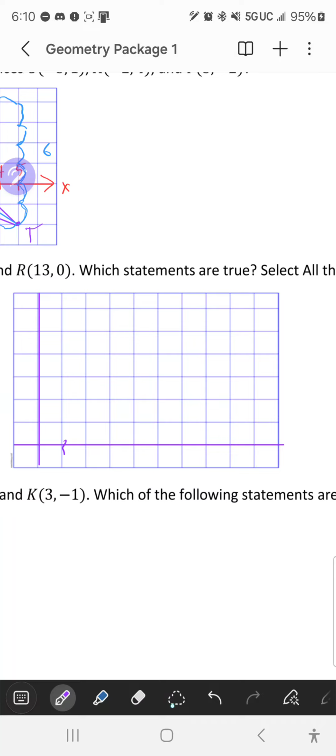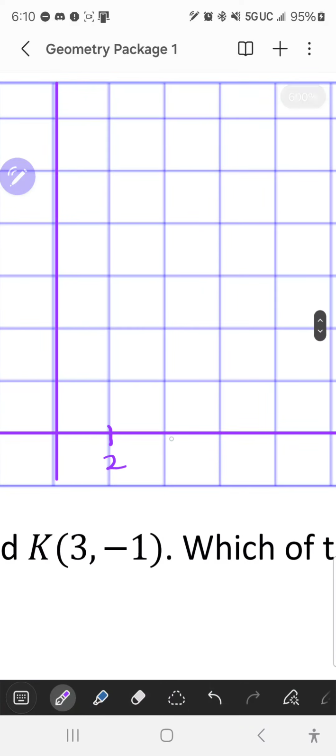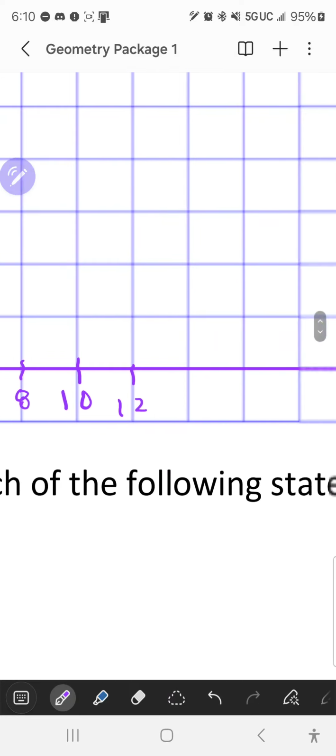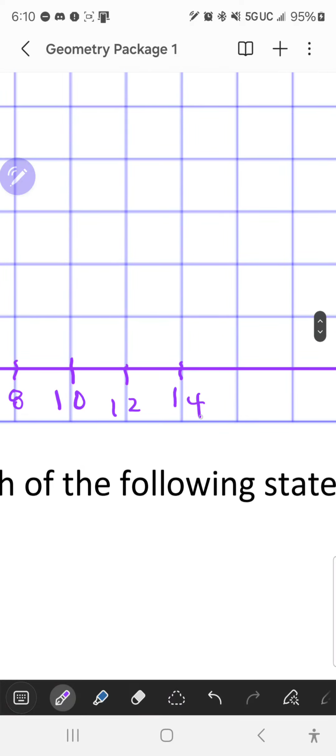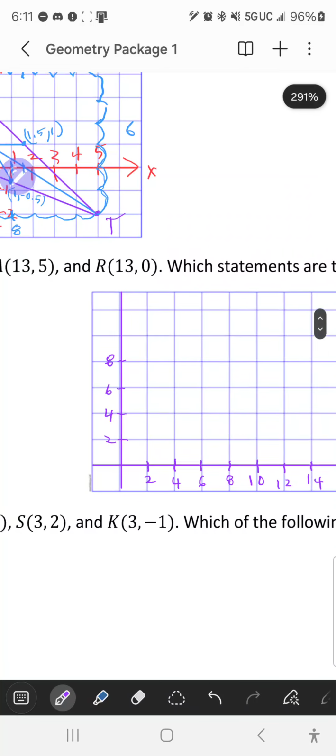Now this is 2, 4, 6, 8, 10, 12, 14, and this is 2, 4, 6, and 8. We don't need more than this.